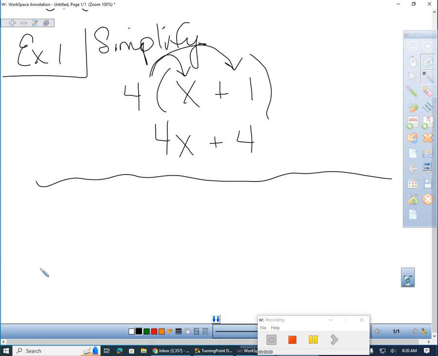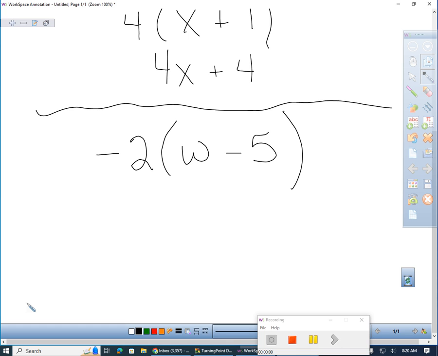How about if I have -2 and then a parenthesis, w minus 5. So again, there's a number right in front of the parenthesis, and you always take the sign with the number. So this is -2 times w, or -2w, and then -2 times -5, positive 10. A negative times a negative is a positive. Okay?